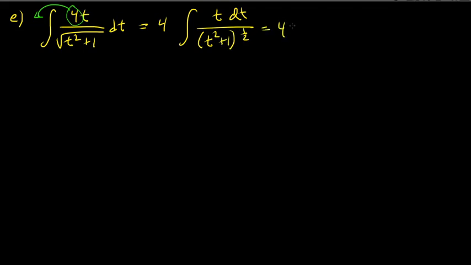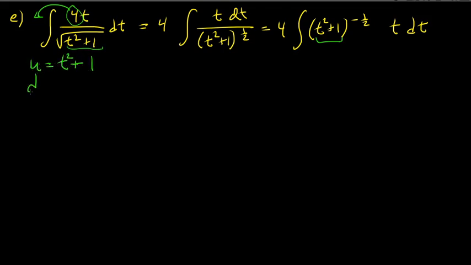So really, this is 4 times the integral of (t squared plus 1) to the negative 1/2 times t dt. So you see where I'm setting this up for, right? My u should be what's in the parentheses, or what's under the square root. So u should be t squared plus 1, which means du is 2t dt. So I have the t dt. What I don't have is the 2. So multiply by 2 and divide by 2.